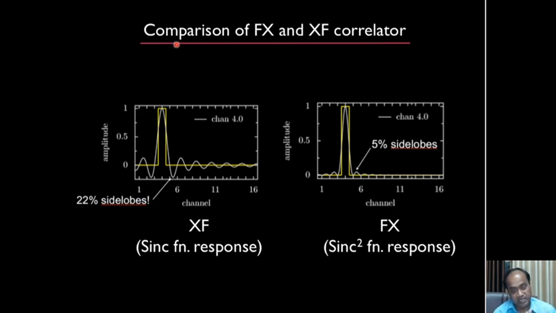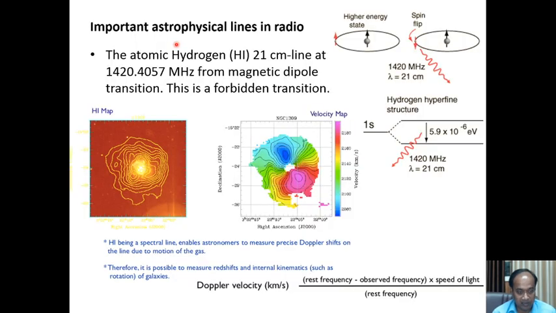So when people work with either an FX or XF correlator, you do get these responses, and people remember that the signal which is appearing in one particular channel is also going to another channel, and there are ways to mitigate that, ways to understand this when people explain these spectra. But we live with these shortcomings.